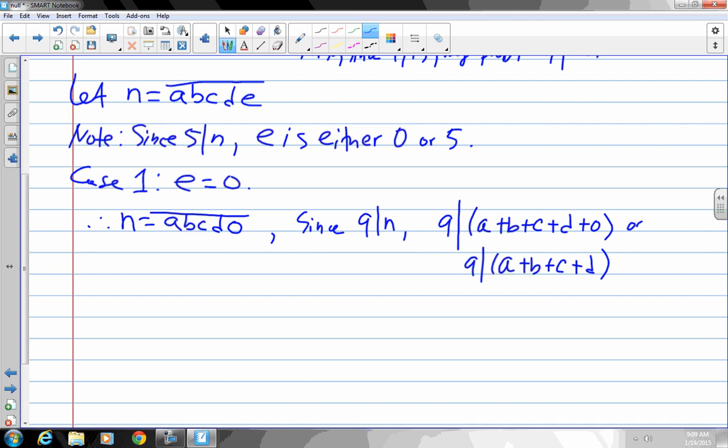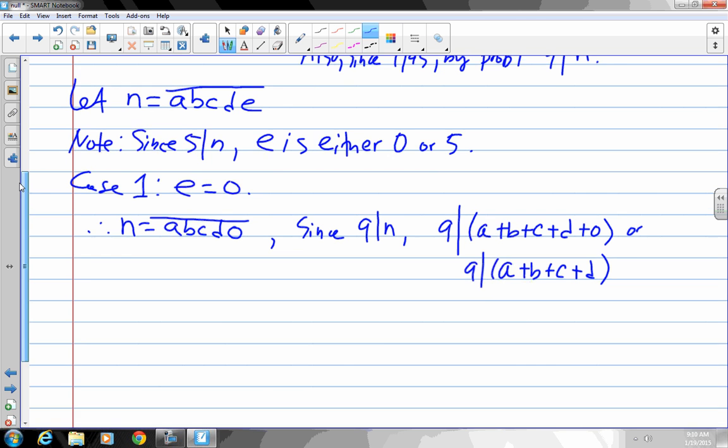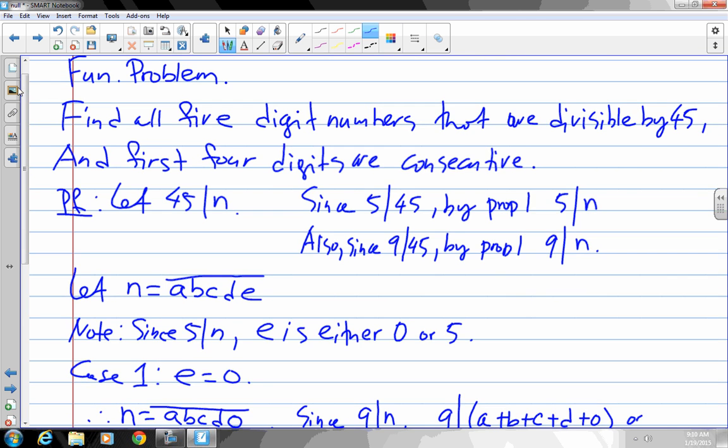What do we know about these first 4 digits? Do we have another condition on the first 4 digits? It's in the body of the problem. What else has to happen? Divisibility by 45, and there is another thing. It says right there. They have to be consecutive, right?